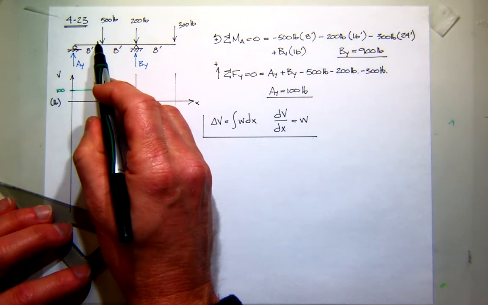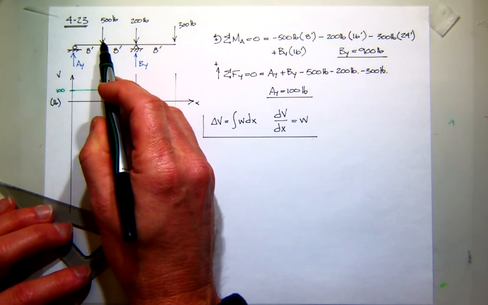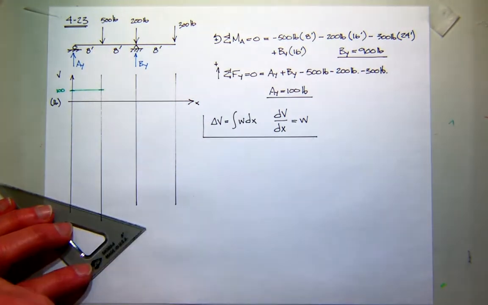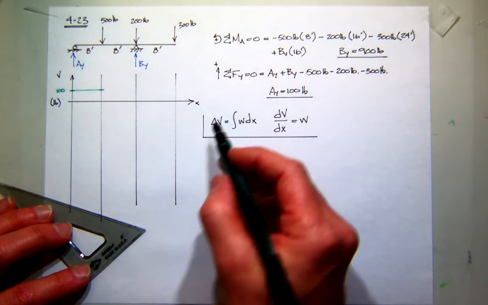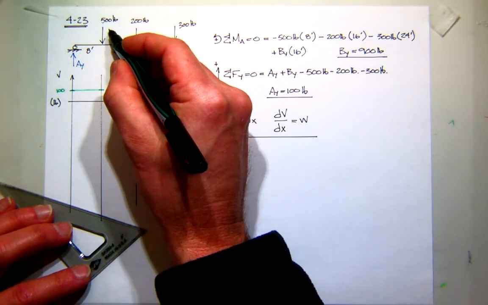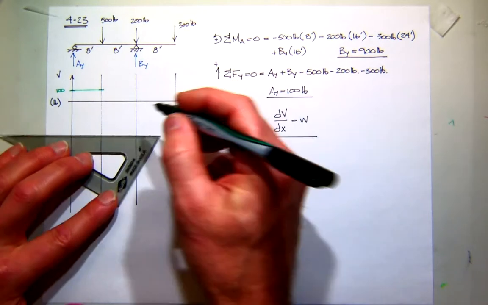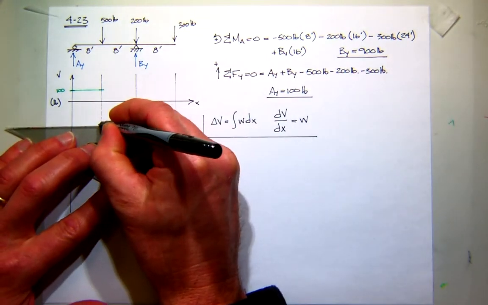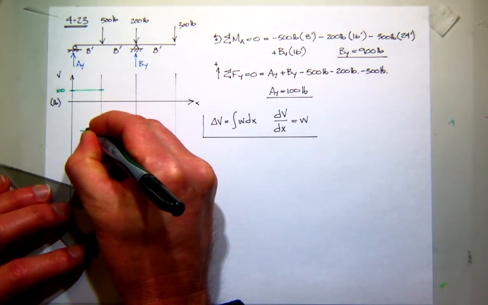Now what happens is you go from the left side to the right side and you pass under that 500-pound force. Well, the change in shear is equal to that load. So you're going to go from 100, you're going to drop down 500, which will bring us to negative 400.